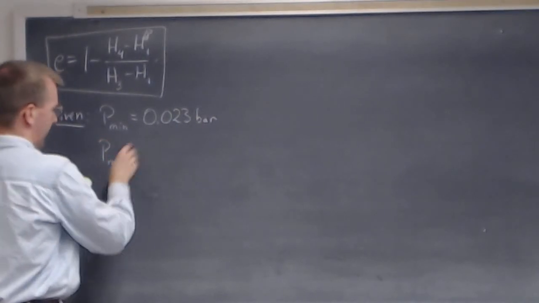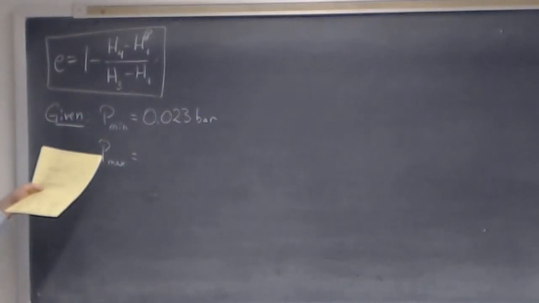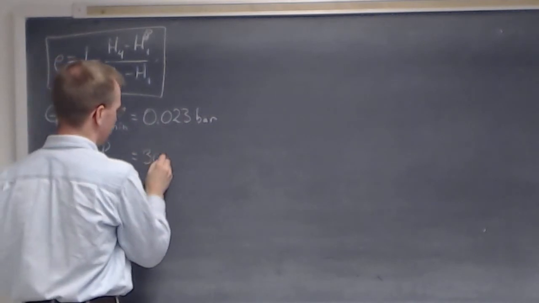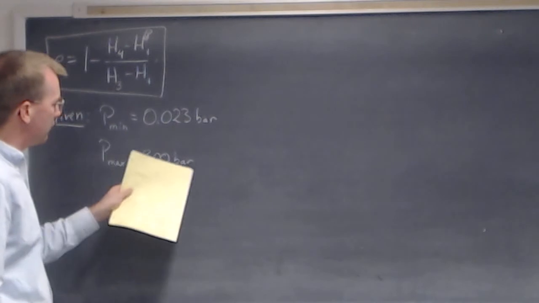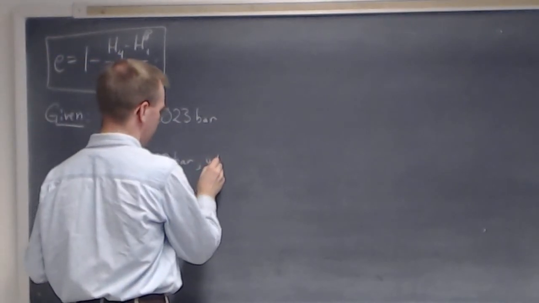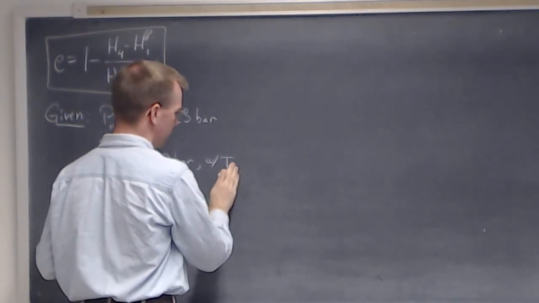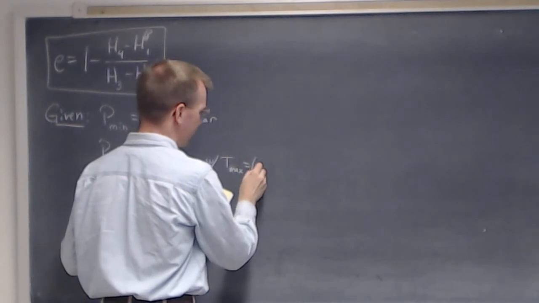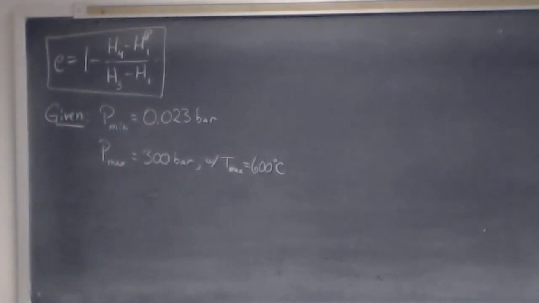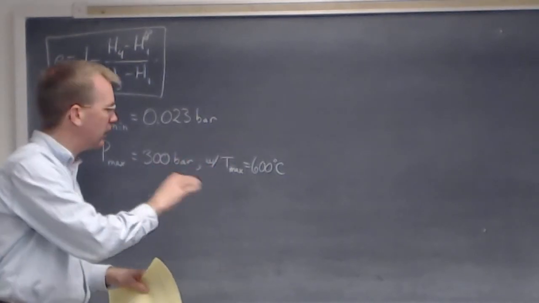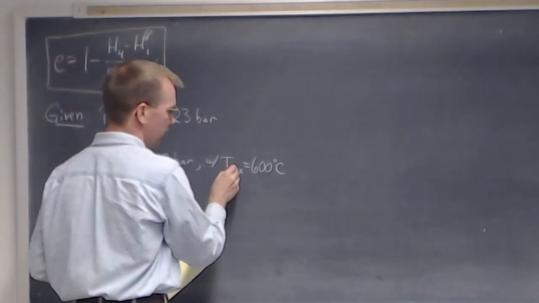And after it goes through the pump and into the boiler, it's going to be at a high pressure of 300 bars, with the high temperature of 600 degrees Celsius. For this one, you actually have to know what the high temperature is, because that temperature changes as it goes to the boiler. Do we need to convert that to Kelvin? No. Not in this case. We're really just using it to look up numbers. So when it becomes superheated steam in step 3, it'll be at the maximum temperature.